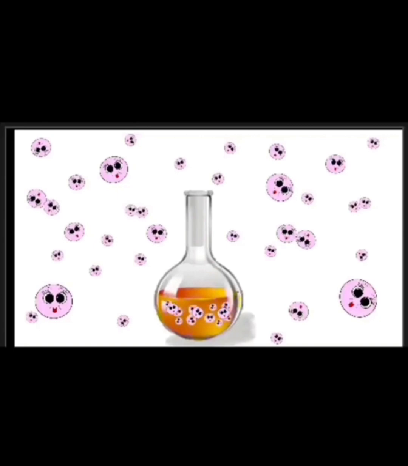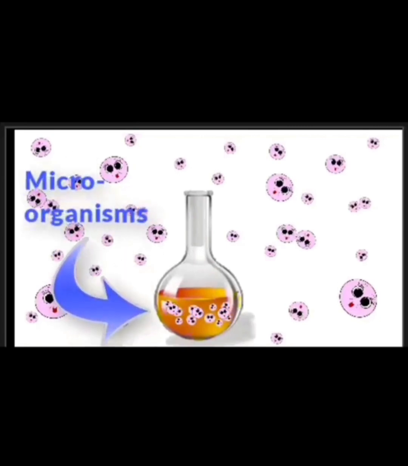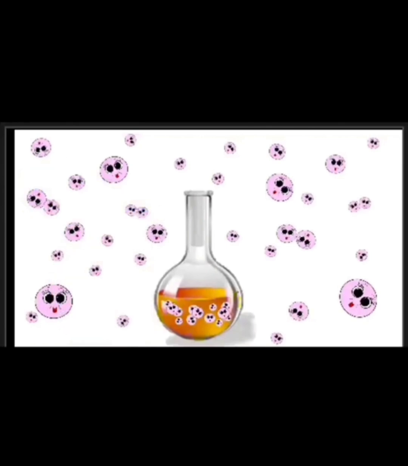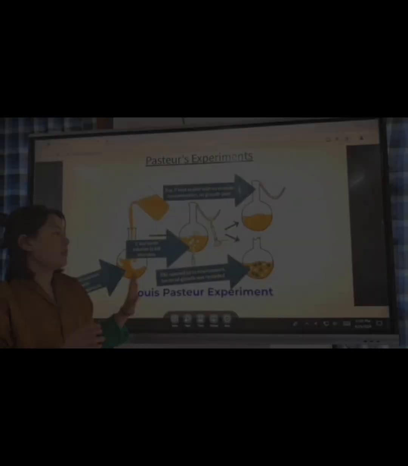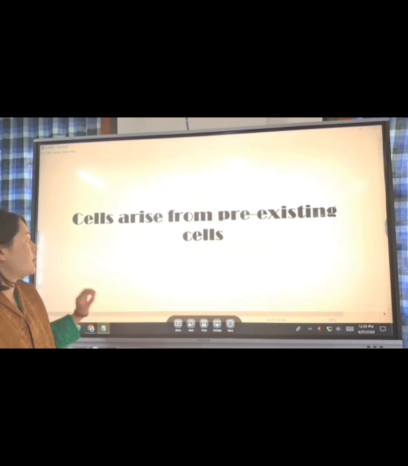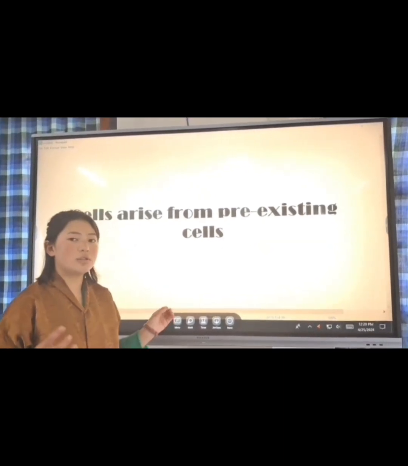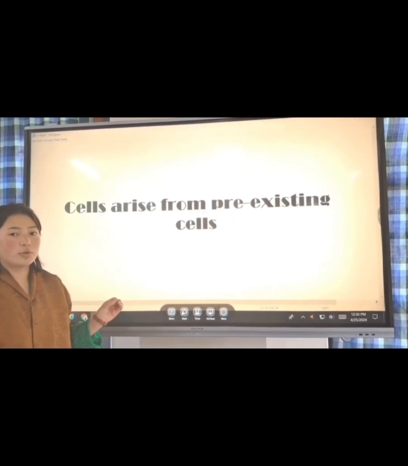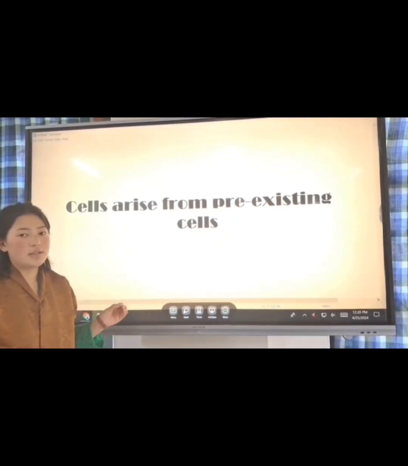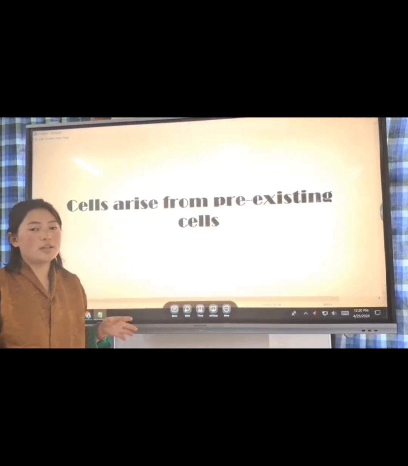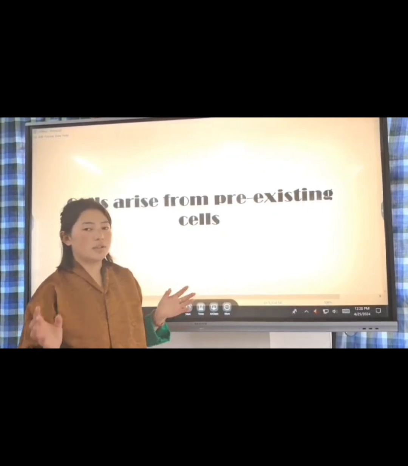With the help of this experiment, this principle also opposes the theory of spontaneous generation. This principle also highlights the continuity of genetic information from one cell to its daughter cell, playing a vital role in inheritance, evolution, and transmission of genetic traits.